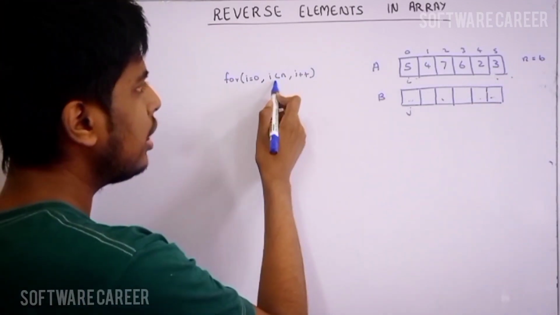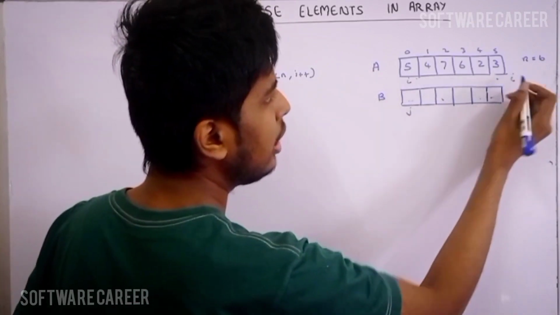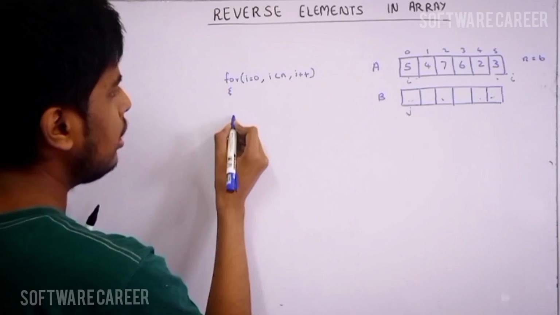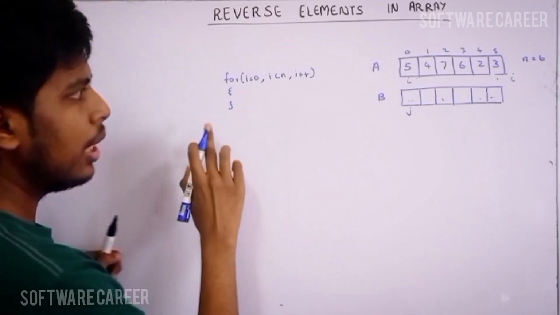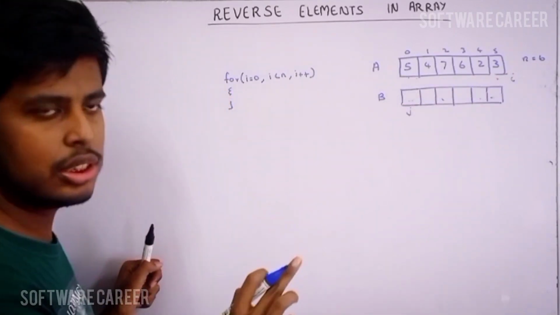Then it checks whether I is less than 6. No, it is equal to 6, so it stops here with I equals 6. In this loop I am doing nothing, I am just traveling. So now I will be at the 6th position.